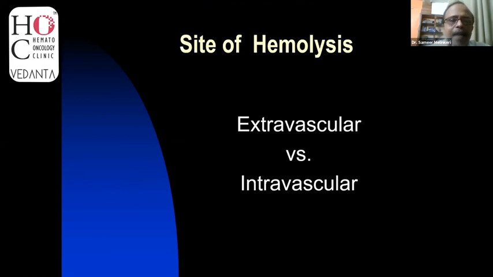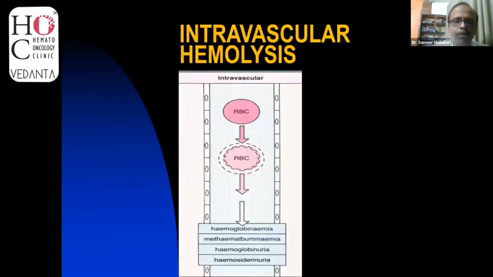And coming to the sites of hemolysis, you can have either extravascular hemolysis or intravascular hemolysis. Actually, more often than not, you will have a combination in many of these causes of hemolysis. You have a component of both of them, although one may predominate. So when you have intravascular hemolysis, let's see what happens. The red blood cell ruptures and there will be hemoglobinemia. The free hemoglobin enters the blood, right? And then there is methemalbuminemia, and then there is hemoglobinuria and hemosiderinuria.